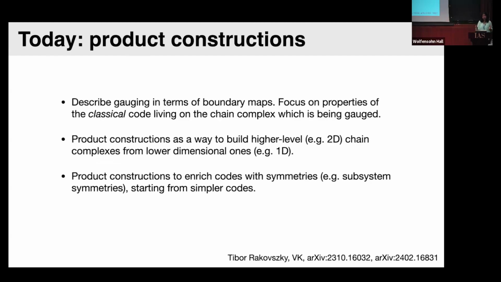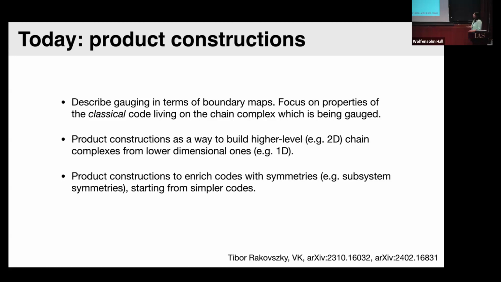So what's the plan for today? Today, I want to describe gauging in terms of these boundary maps that we've been talking about. And the focus will be on the properties of the classical code that will be gauged. Okay, like what properties does the classical code need to have in order to get something non-trivial happening in the corresponding gauged quantum code? So that's going to be the perspective that I'm going to be taking there.